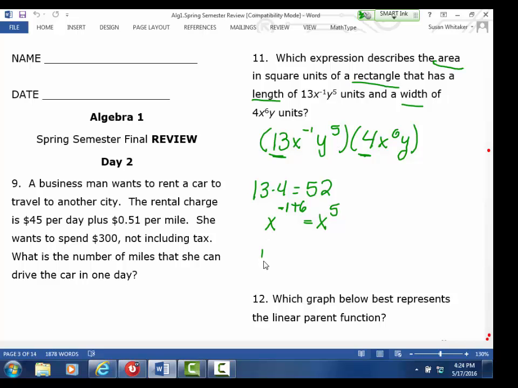And here we have y to the 5th. And then this one looks like y to the nothing, except we know any 0 power would give us 1. So we remember there's an understood 1 there. So we're going to add 1, y plus 1. So y to the 6th. So we put that all back together. 52, x to the 5th, y to the 6th.